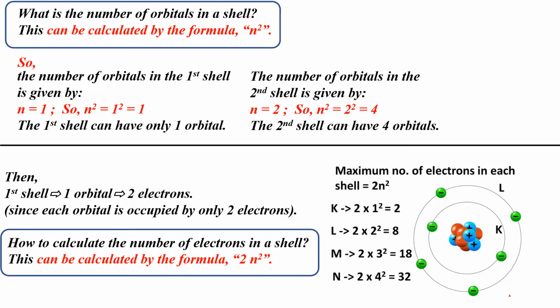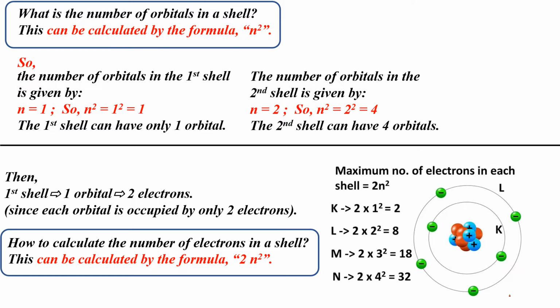See children, we are not talking about calculating the number of subshells inside the shell. We are calculating the number of orbitals in the shell by the formula n square. Then first shell will have one orbital, and we also learned that each orbital will be occupied by only 2 electrons. Now let's calculate the number of orbitals in the second shell. For second shell n is equal to 2, so n square is equal to 2 square is equal to 4. So the second shell can have 4 orbitals. This is how we calculate the number of orbitals in a shell.